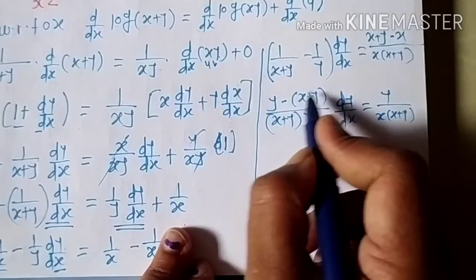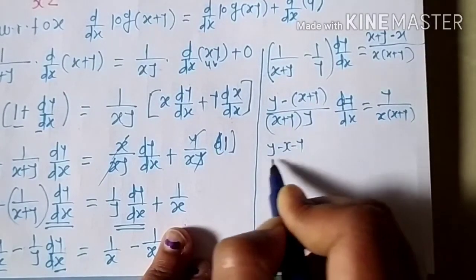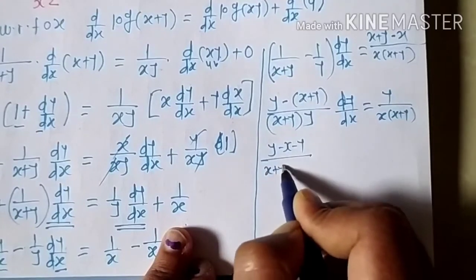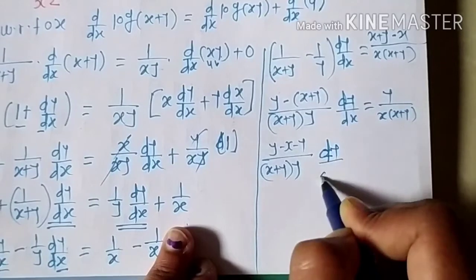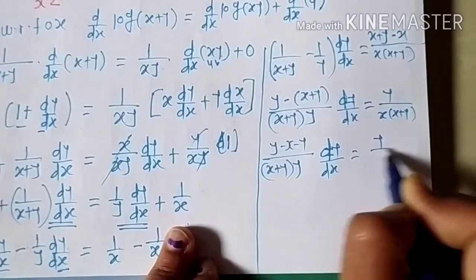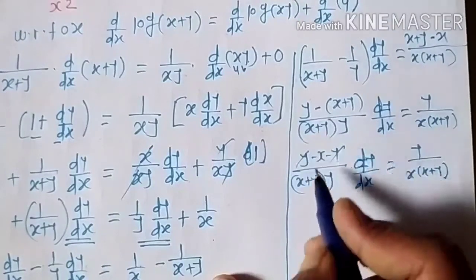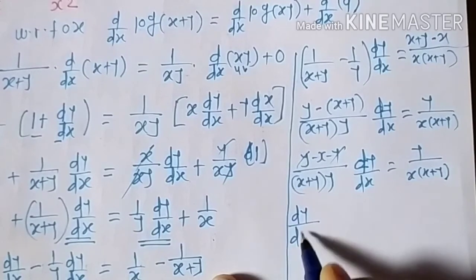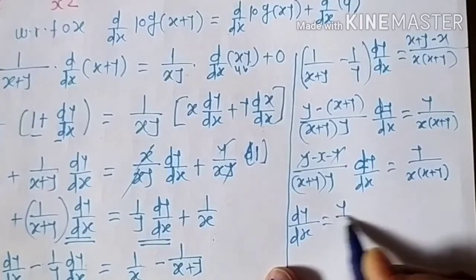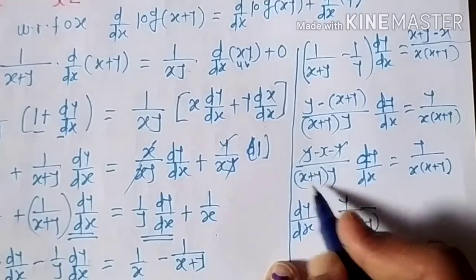Then here also we multiply by the minus sign. So what remains is y minus x minus y divided by x plus y, into dy by dx is equal to... what remains is y divided by x into x plus y. Minus y plus y get cancelled, remaining minus x upon this term. Therefore dy by dx is equal to this y upon x into x plus y.